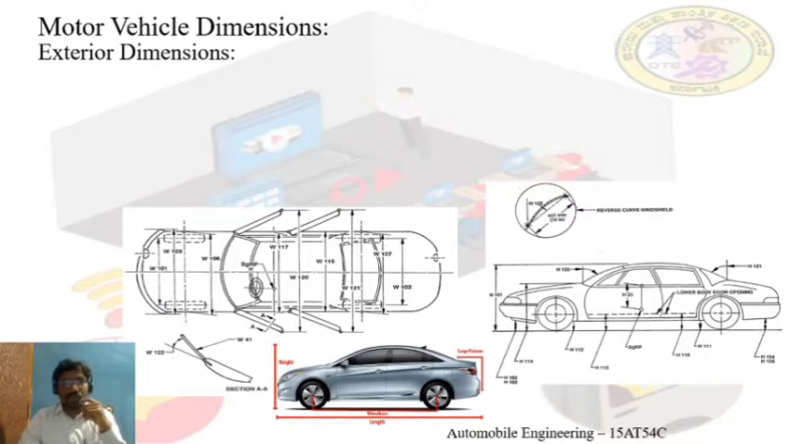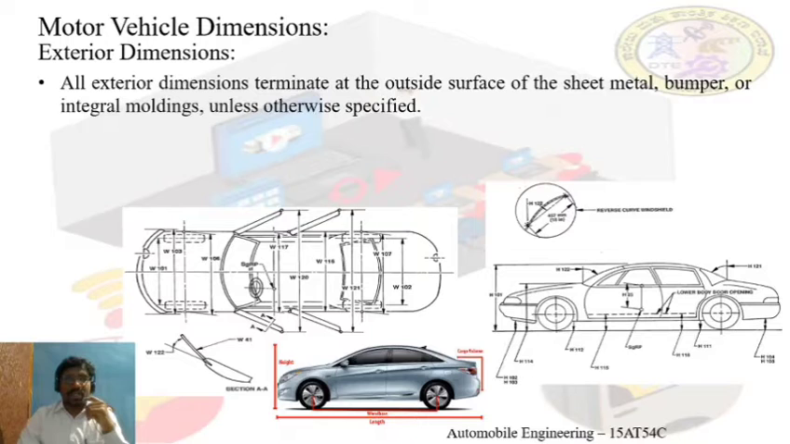If you see from the top view, you can observe the track width. What you call track width is nothing but the distance between the two front wheels. And the distance between the centers of the wheels, from the front axle to the rear axle, is called the wheelbase. So these are the two planes in which we are going to take the dimensions whenever we are considering the exterior part of the vehicle body.